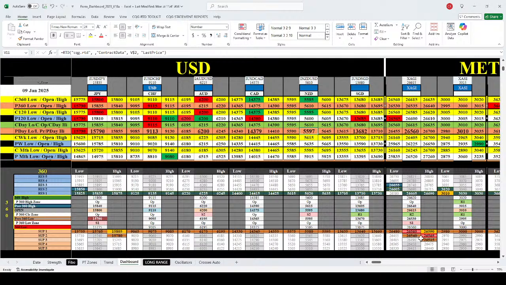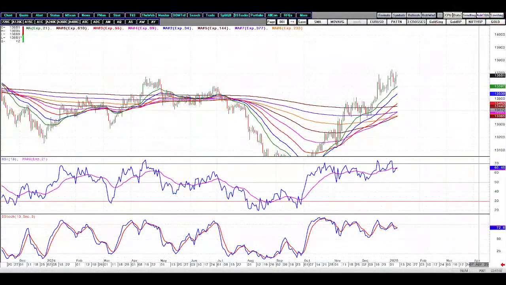Either 54 or 48 or 46. So these are the TPs. I think let's confirm this with the chart.